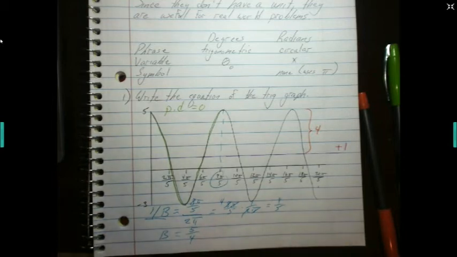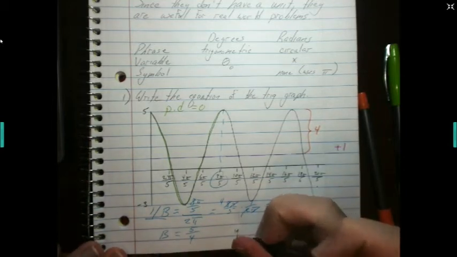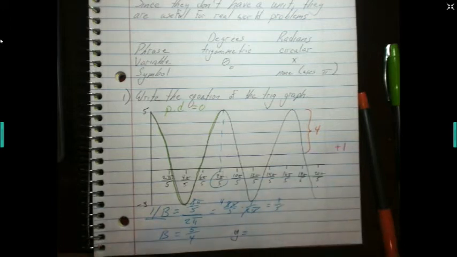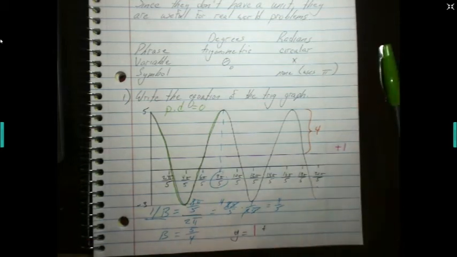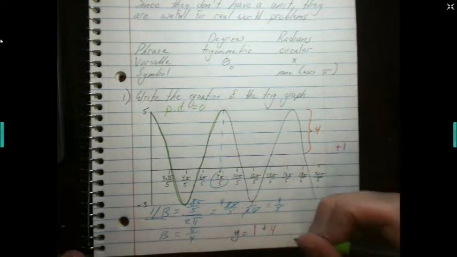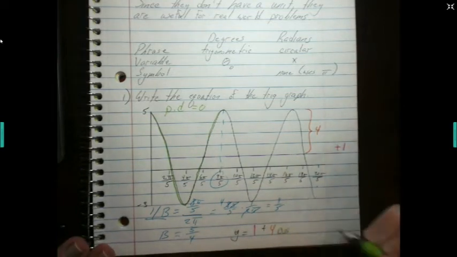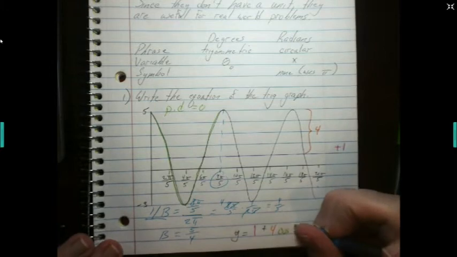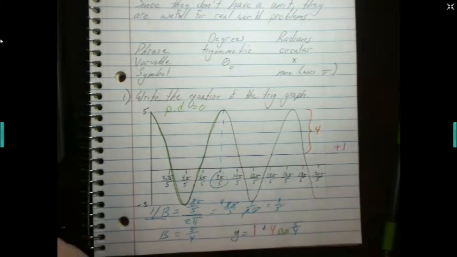Throwing all of this together, we can make our equation. Y is going to be equal to 1 plus the amplitude, which is going to be 4. The green is telling us that this is cosine. Blue is telling us that we have a b value of 5/4.